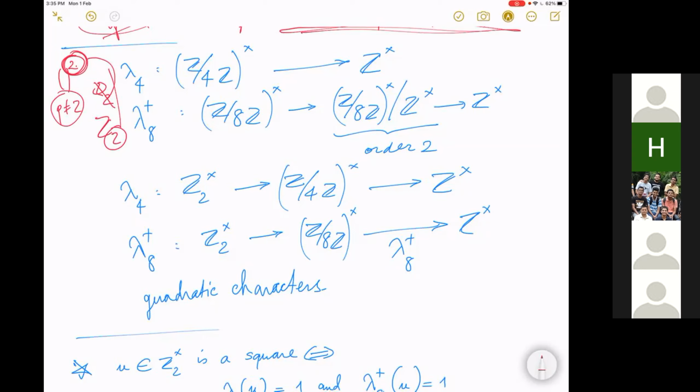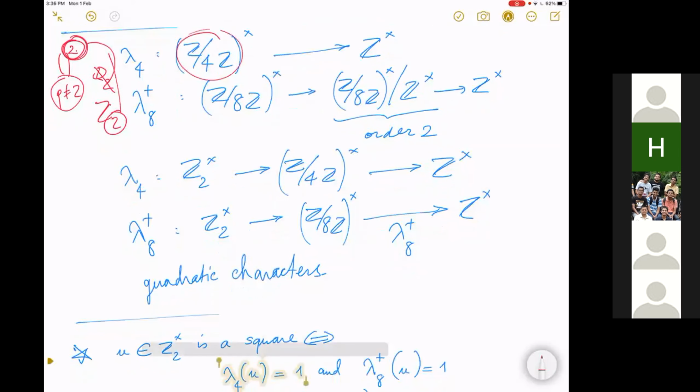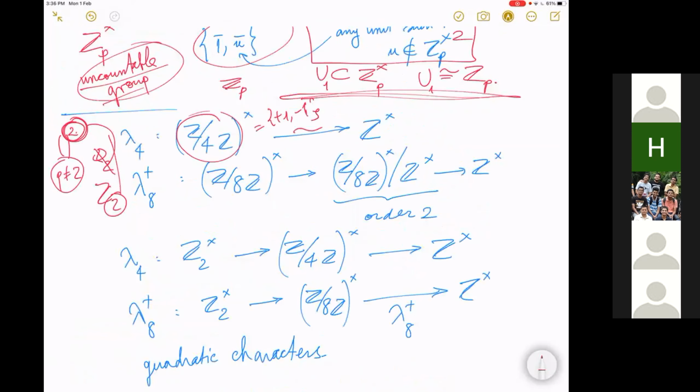easily computed, is just this group consisting of +1 and -1. So there's a natural isomorphism between this group and this group. And again, I'll call it lambda 4. And so lambda 4 is a quadratic character, a group of order 4.